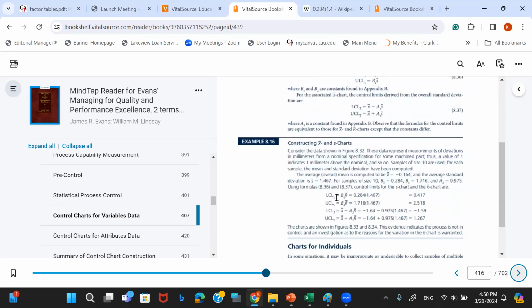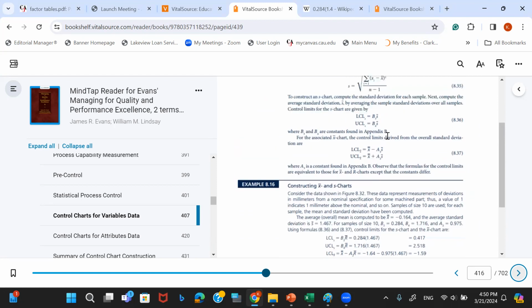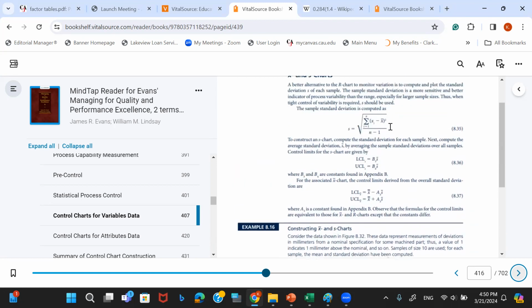Yeah, here. These equations are not correct, so I don't know why they put these equations. So these are the correct ones. This is the S, standard deviation: lower control limit B3 S bar, upper control limit B4 S bar, X double bar, A3 S bar.